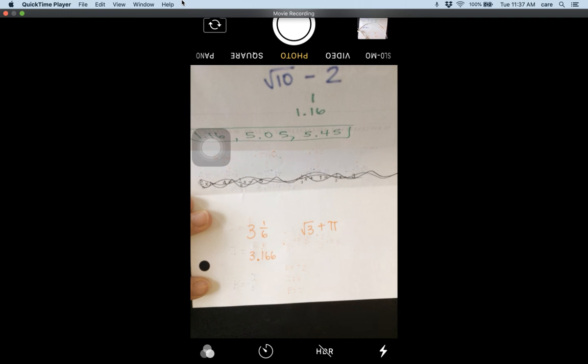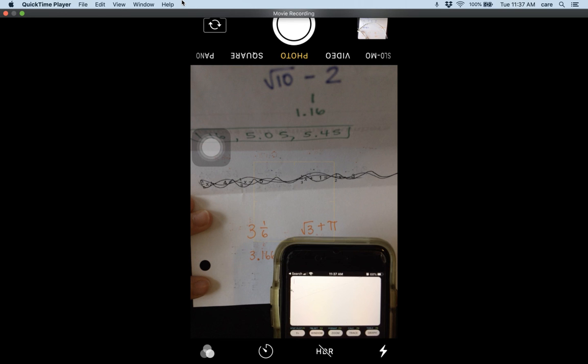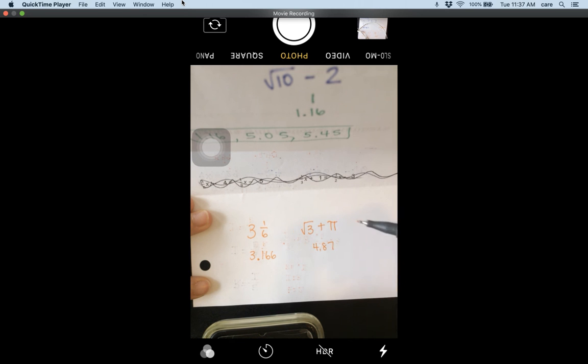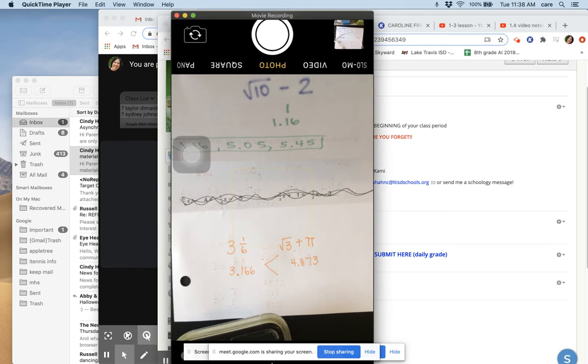Okay, the square root of 3 plus pi. So square root of 3, arrow out, plus, and then the pi symbol gives me 4.87, or 4.873. So all you really have to do is just put it in your calculator and then compare the numbers and then you're okay. Okay.